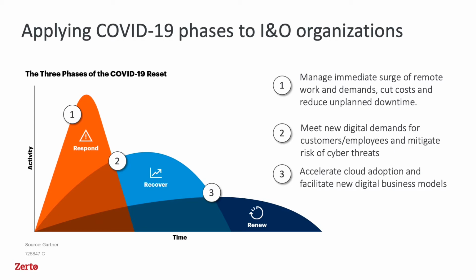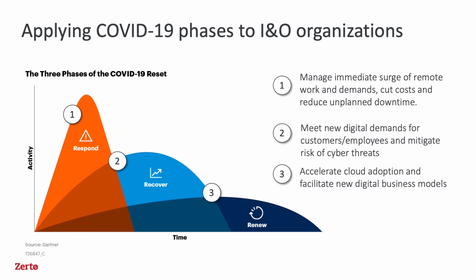Now, if you look at the phases here, when we look at the response phase, from an IT perspective, most organizations have had to manage the immediate surge of remote work and demands. This also includes having to cut costs and reduce unplanned downtime. This was one of the most stressful periods for organizations who had to completely onboard an entire brand new remote work organization. This took a lot of time away from critical IT projects as well. So this response phase is really about keeping the lights on and making sure that you have to cut costs with the staff you have as well. And then you move forward to the second phase.